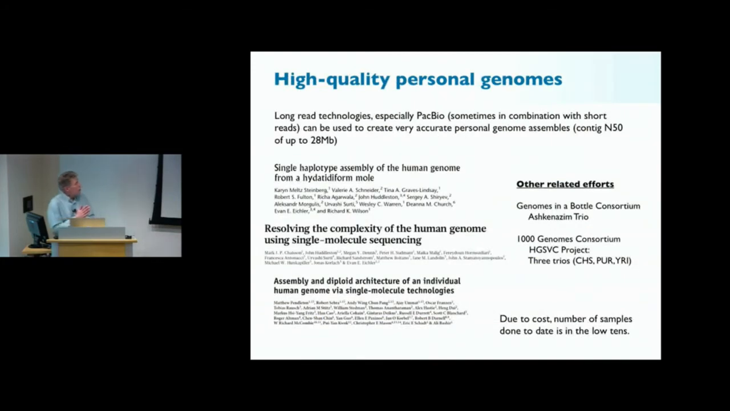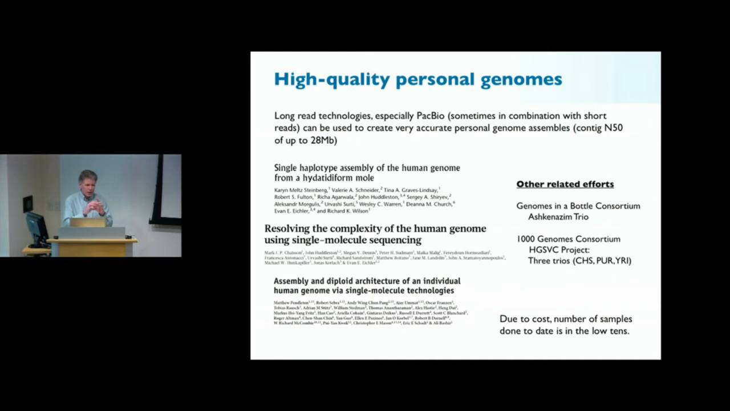Also, people have used long reads, often in conjunction with short reads. So you use long reads to make these sort of high quality personal genomes. And sometimes you use long reads and short reads together, because you can use the long PacBio reads to get a scaffold across the genome, and then the short Illumina reads, which have a lower error rate, to fill in and correct the errors in the PacBio reads. And doing that, you can create these very high quality genome assemblies that are essentially personal genomes.